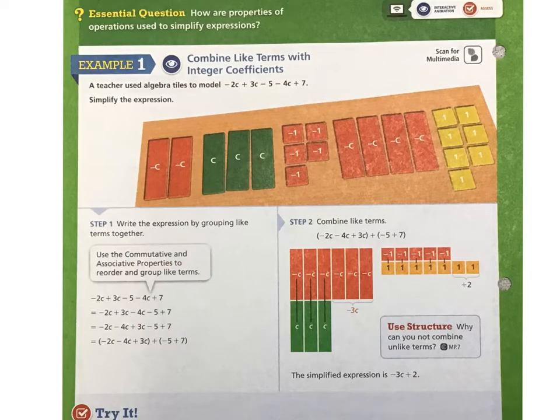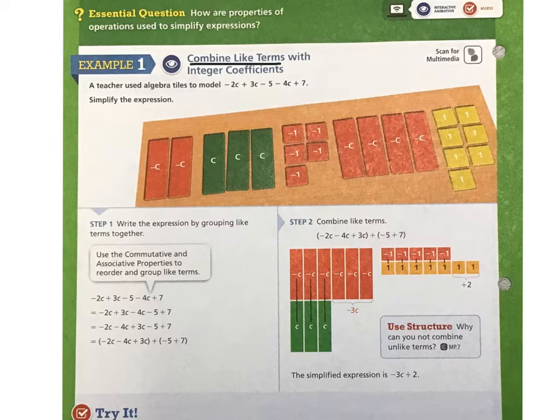The essential question in this lesson asks, how are properties of operations used to simplify expressions? Example 1 asks us to combine like terms with integer coefficients. So remember, integers are just positive or negative whole numbers. So take a look at the expression here and the algebra tiles used to model this. So let me get my pen. I'm going to switch some things out here.